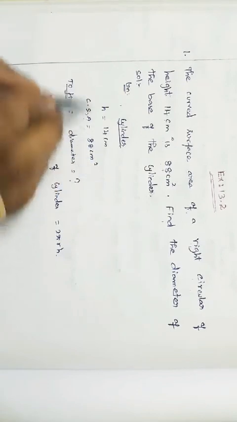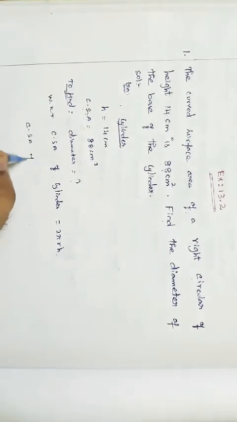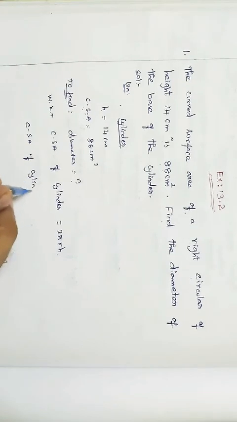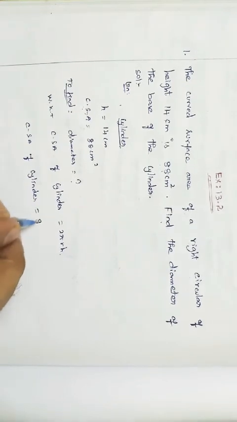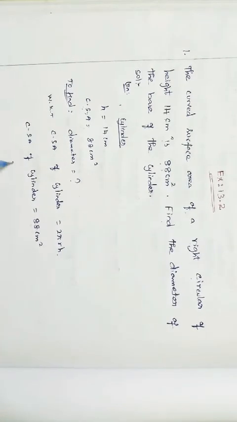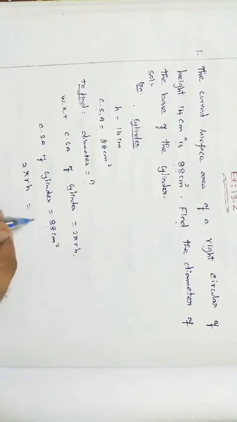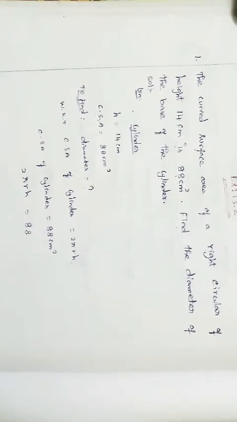Already we are given the CSA of the cylinder, which is 88 centimeter square. We already know the CSA of a cylinder formula: 2 pi r h is equal to 88.